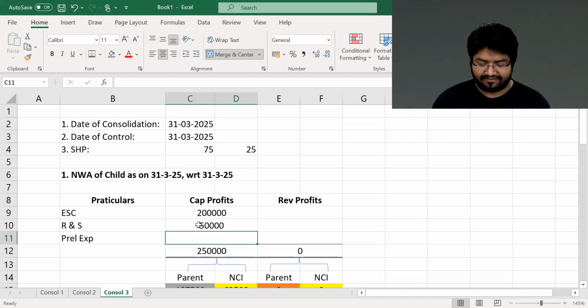So preliminary expense given is 6,000. Now, do you still hear any sound? No, okay sir. No sound.